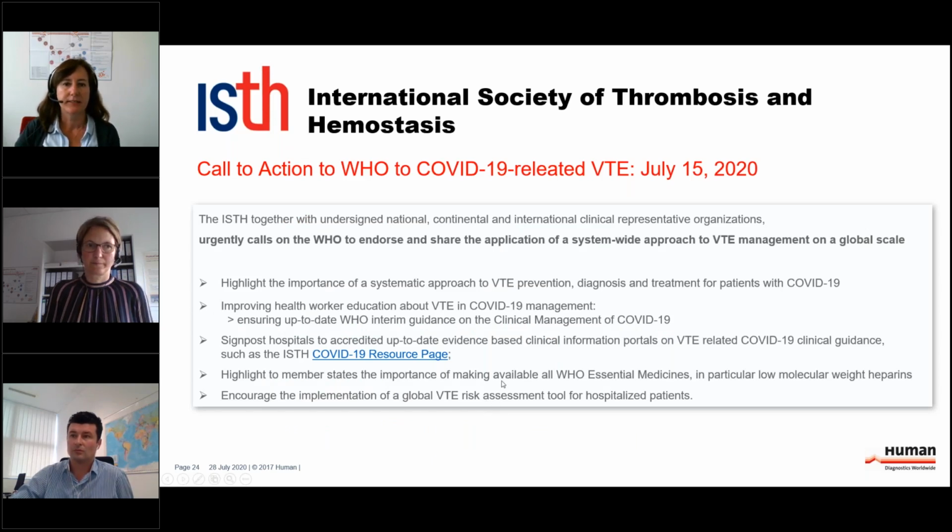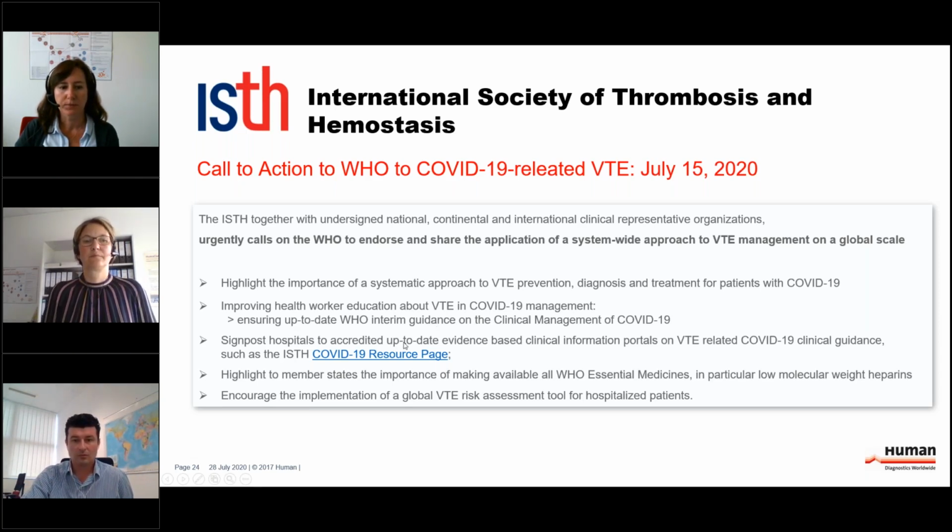Referring to this guidance, the ISTH just recently released a publication, a call to action, on July 15th. They urgently call on the WHO to endorse and share the application of a system-wide approach to the management of venous thromboembolism. They highlight the importance of a systematic approach to VTE prevention, diagnosis, and treatment for patients with COVID-19. Health worker education should be improved about VTE in COVID-19, and this includes up-to-date WHO guidances.